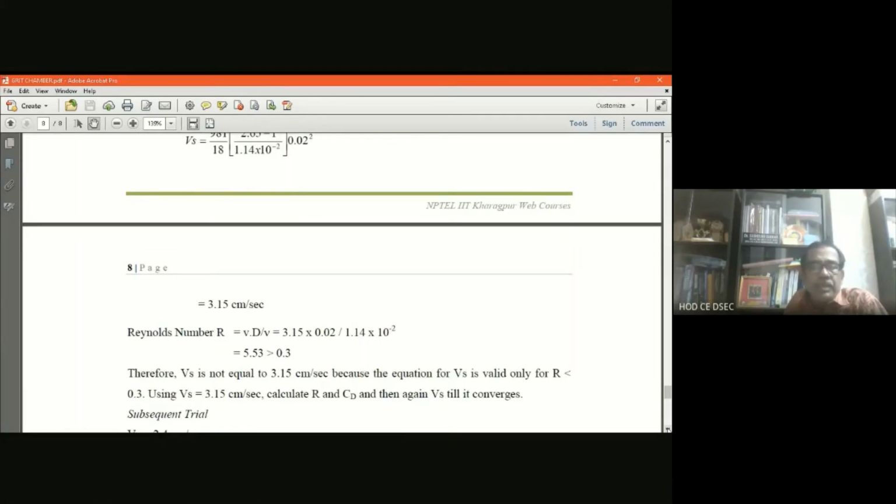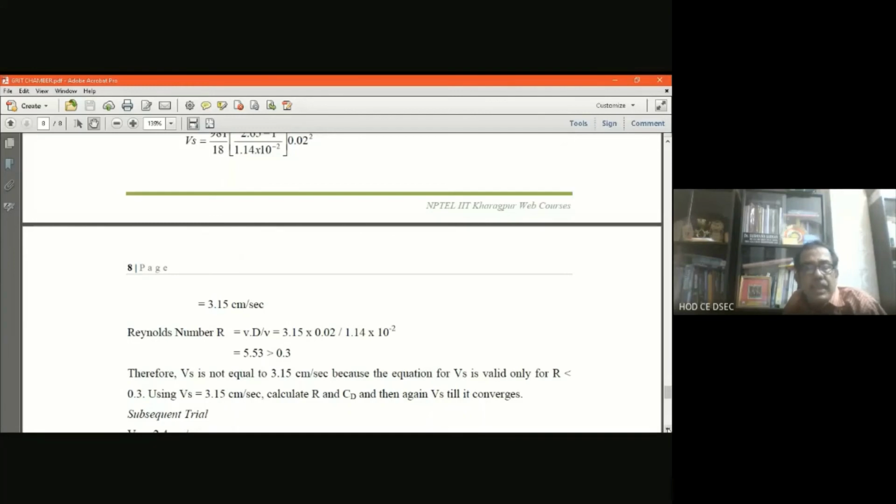Now, applying the Stokes law formula, when we have obtained the value of the settling velocity, 3.15 centimeter per second, then the Reynolds number, Vd by nu, is 5.53, which is greater than 0.3. So our assumption was less than 0.3, but it is found ultimately greater than 0.3. That means Vs equal to 3.15 centimeter per second is wrong, because the equation of Vs is valid only for R less than 0.3, but here we have seen it is greater than 0.3.